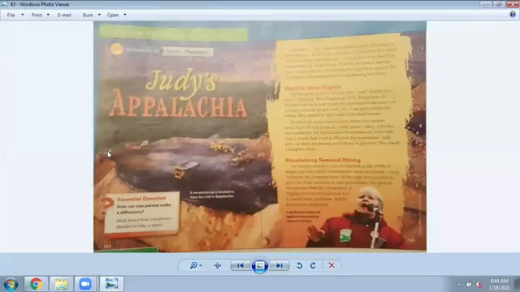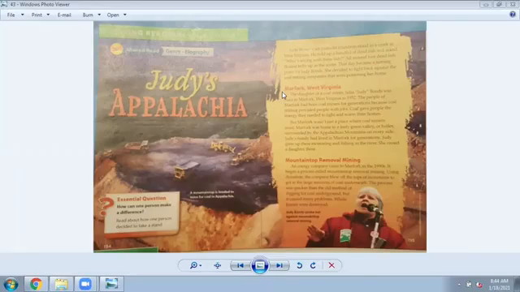Okay. So in Judy's Appalachia, we have headings. Here we have a heading that tells us about Marfork, West Virginia, and this means that this area is going to explain about where Judy lives. This part of our text, this section, is about where she lives. Mountaintop removal mining, this is where she starts talking about how they're blowing the tops off the mountains. Our headings tell us what the section of text is about.